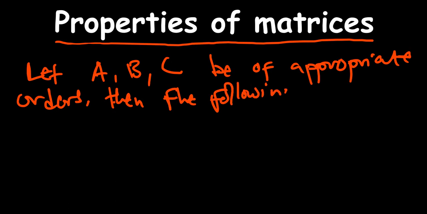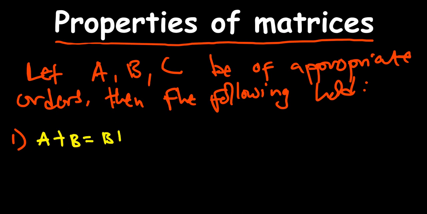Okay, so the first property is on commutativity. You remember your binary operations from first year. So the addition of two matrices is commutative. So A plus B is actually the same as B plus A. It doesn't matter the order in which you add your two matrices, they will always give you the same answer.